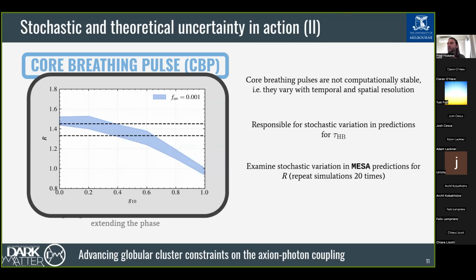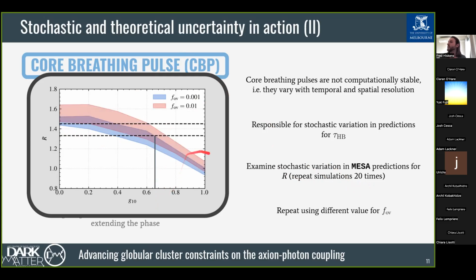And so we can examine what this looks like in terms of predictions for R as a function of the axion-photon coupling, basically just by running simulations in MESA with the overshoot parameter of 0.001, and then just repeating them 20 times each with different spatial and temporal resolutions. And so we build up this distribution here. We have a region instead of just a line for our predictions for R. And so we can see that in general what's happening is as you increase G10, your predictions fall, but there still is this range, which means you can't actually draw a constraint until your entire range of predictions falls outside the observed limits given by the black dashed lines.